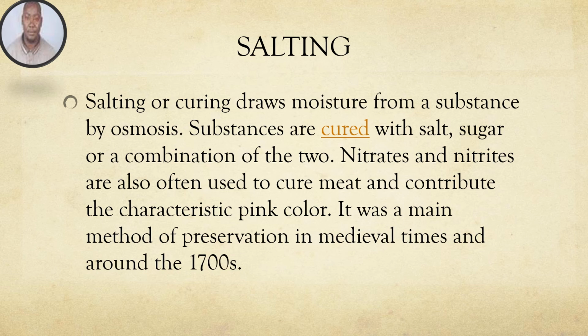Salting. Salting draws moisture from a substance by osmosis. Substances are cured with salt, sugar, or a combination of the two. Nitrates and nitrites are also often used to cure meats and contribute to the characteristic pink color. It was a main method of preservation in medieval times.